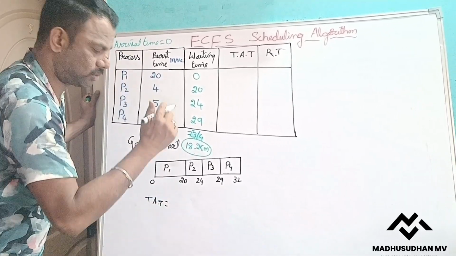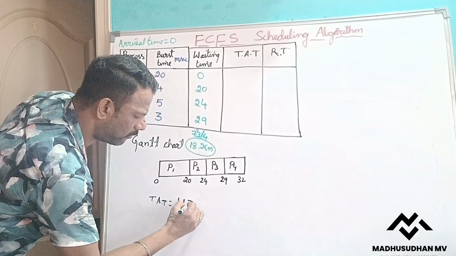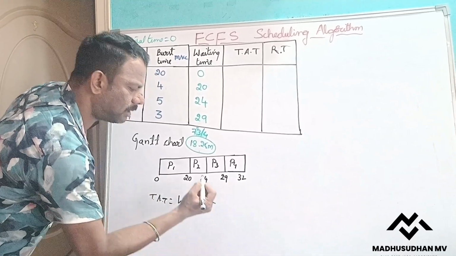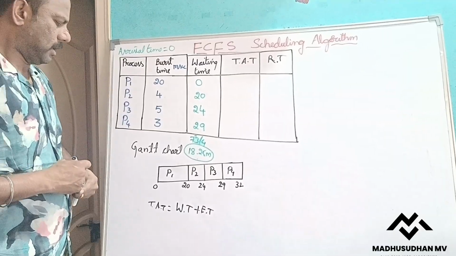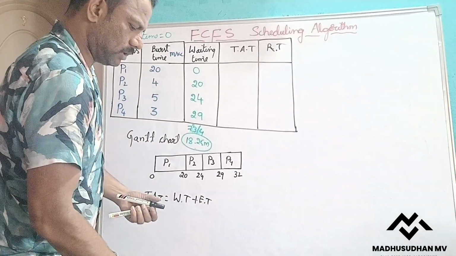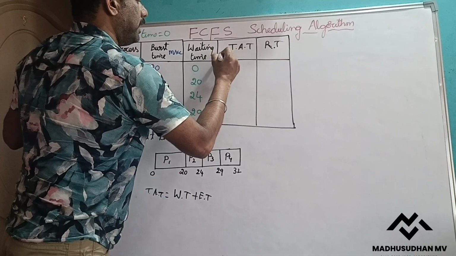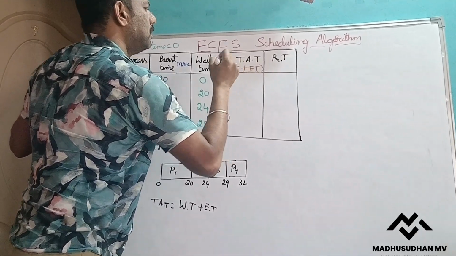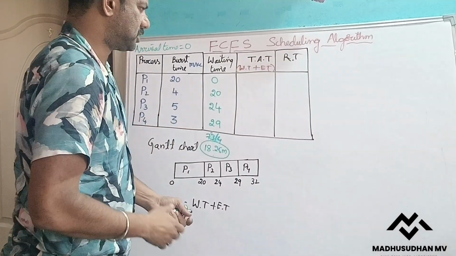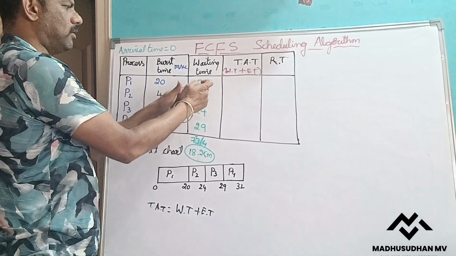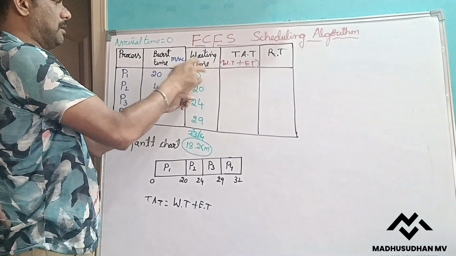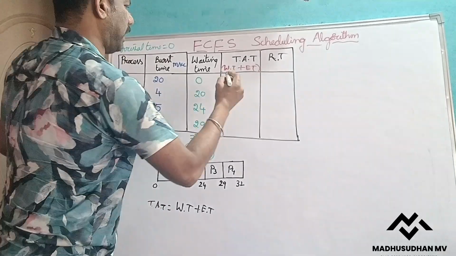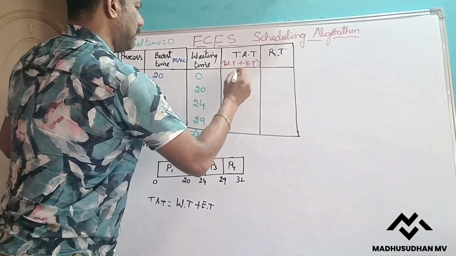Turnaround time formula is what? So total waiting time of the process plus execution time or burst time. Okay, so now I will write here only, no problem. So it is waiting time plus execution time, or burst time. Now, waiting time we know, P1 waiting time 0 plus its execution time 20. So I will write this as 20 milliseconds.